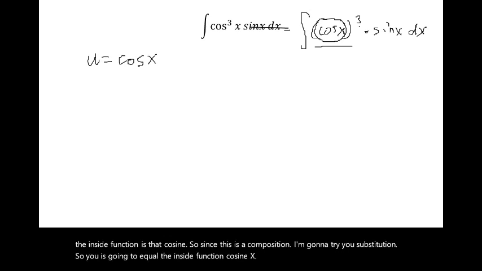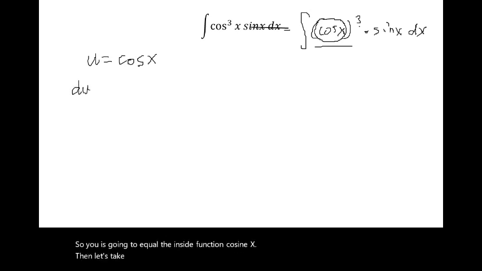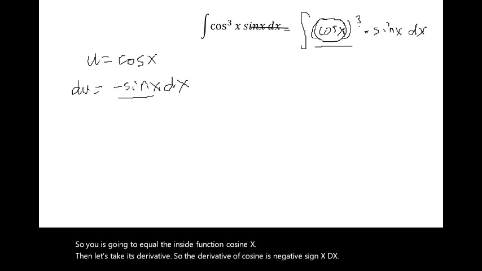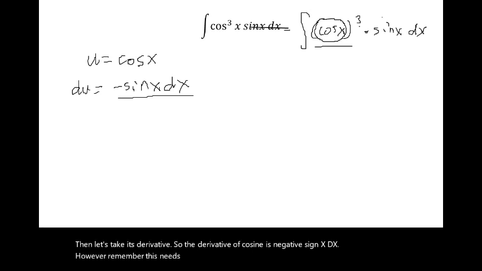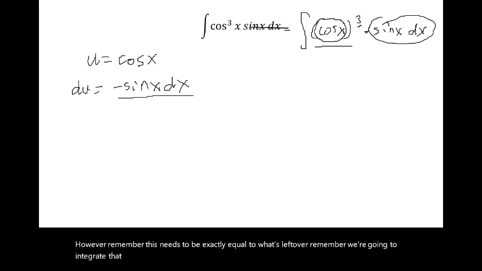Then let's take its derivative. So the derivative of cosine is negative sine x dx. However, remember, this needs to be exactly equal to what's left over. Remember, we're going to integrate that outside function, the cube, so just leave it alone. That will get replaced with u. And sine of x dx, negative sine of x dx.